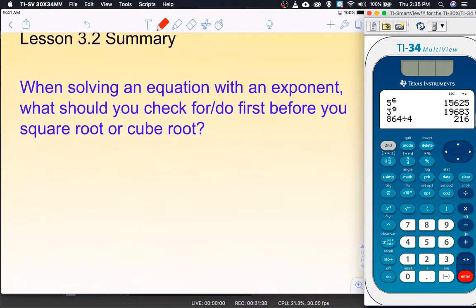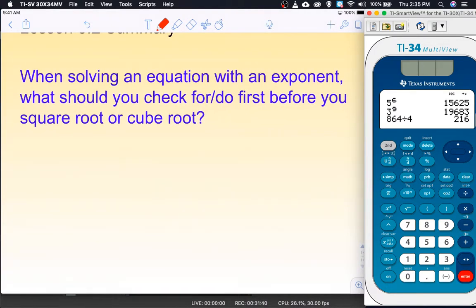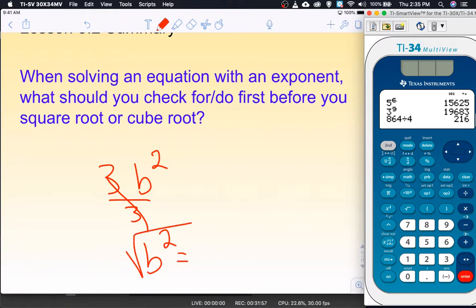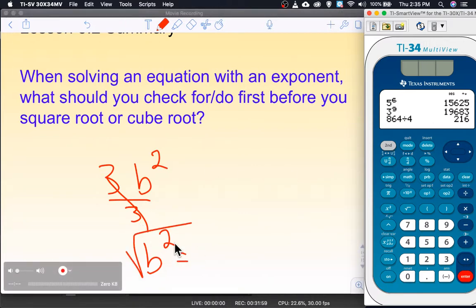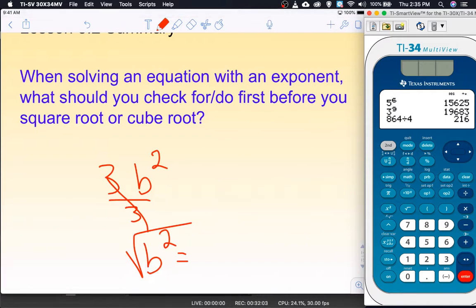The answer is, we had to get the variable piece by itself. Instead of 3b to the 4th power, you'd have to divide so it's just b to the 4th power. Instead of 3b squared, we'd have to divide to make it just b squared before we can do any square root business. So the variable has to be by itself. The only thing allowed to be on that side is the variable and its exponent.